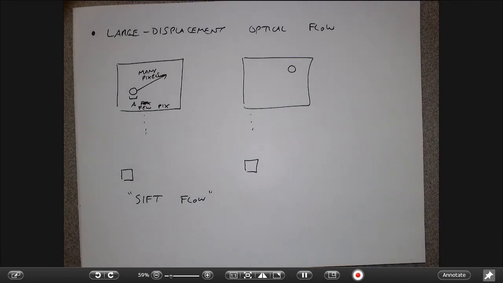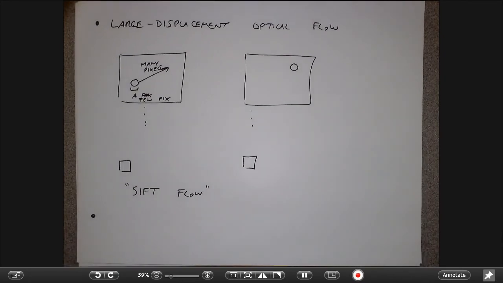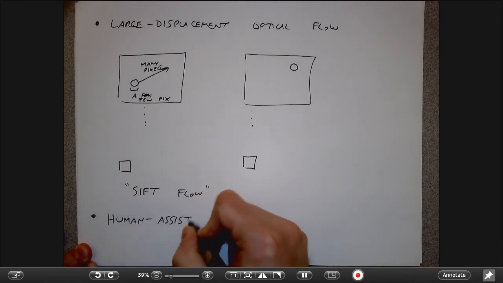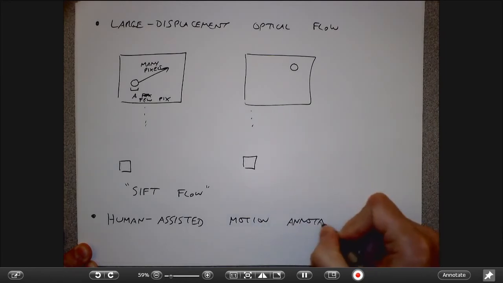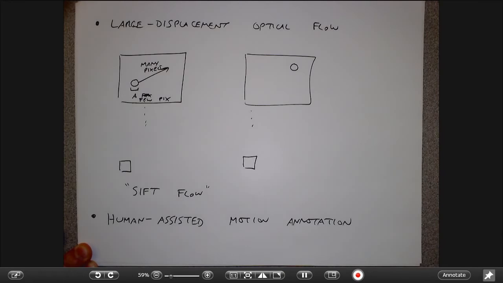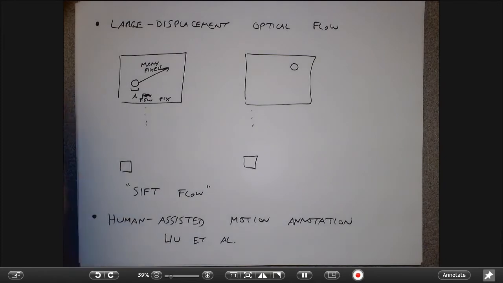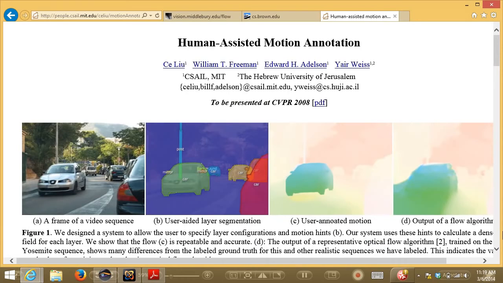So a final thing is that, again, there's so much effort in computer vision to make things fully automatic, but there's really no reason why that has to be true. So there's a nice algorithm called human-assisted motion annotation, and this is by Liu et al. And so the idea behind that is the following. Basically, you have a video sequence, for example, where I want to estimate the flow.